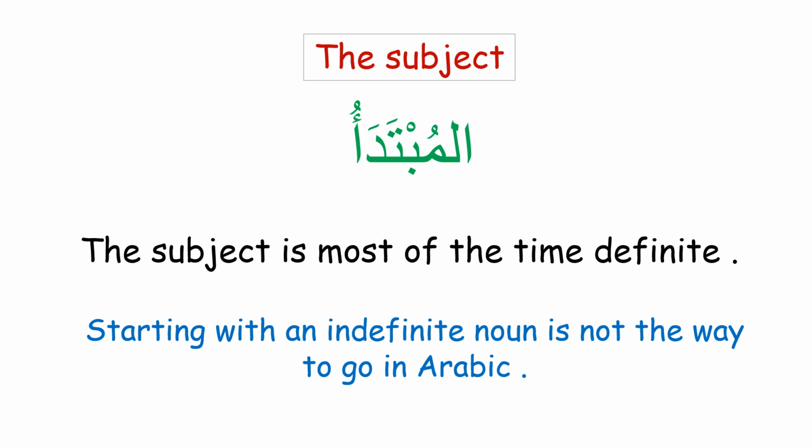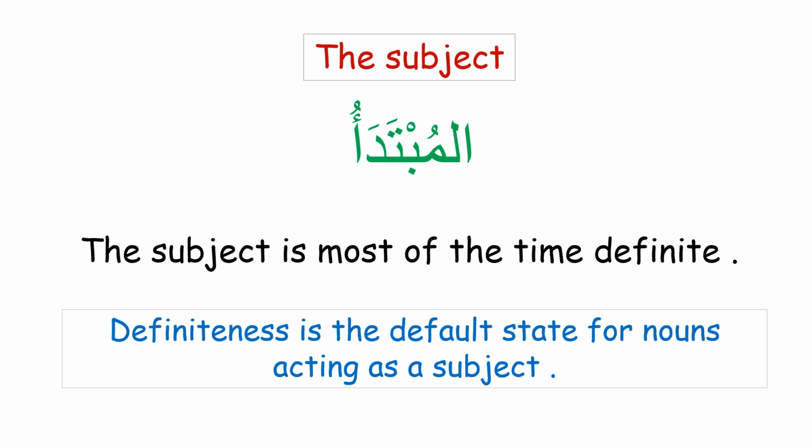The reason why beginning with an indefinite noun is not the way to go in the Arabic language, which makes definiteness the default state for nouns acting as a subject. And it really makes sense. I mean, how can we provide information or describe something we don't know about, isn't it?